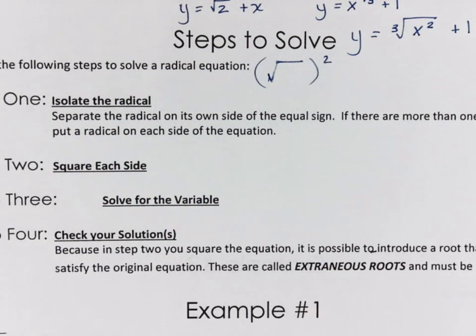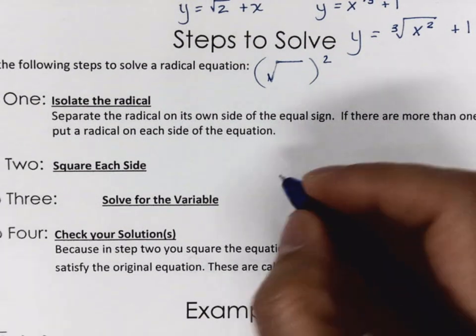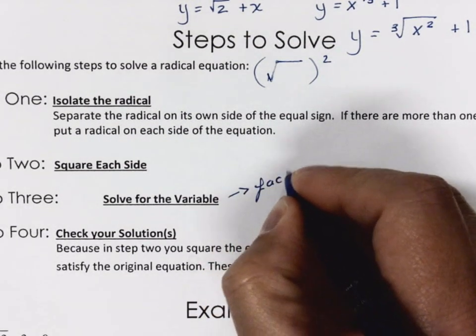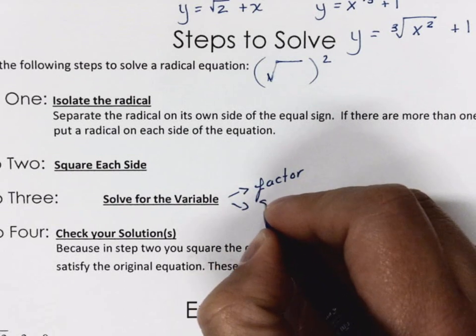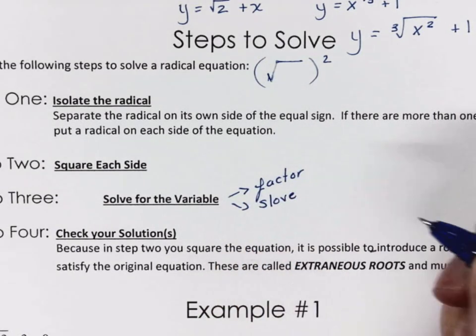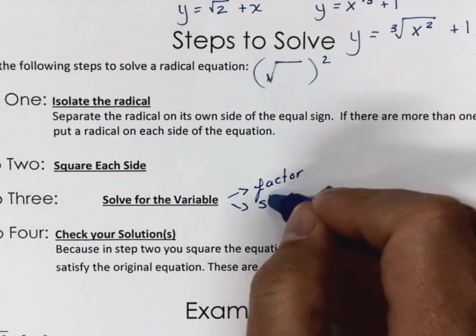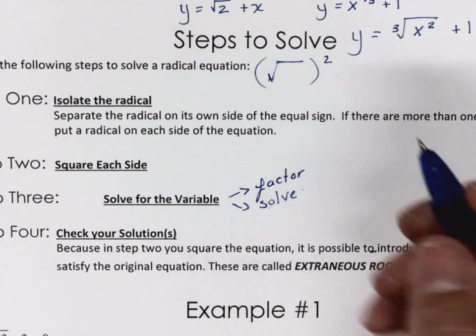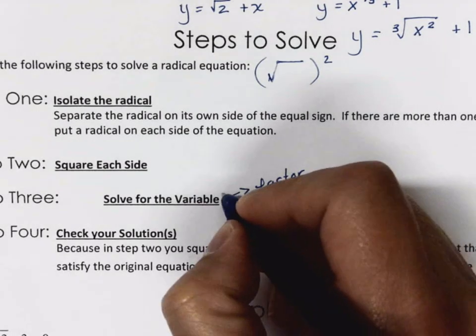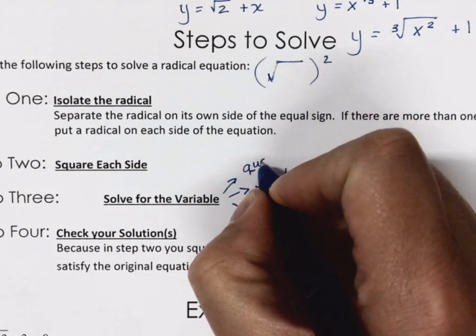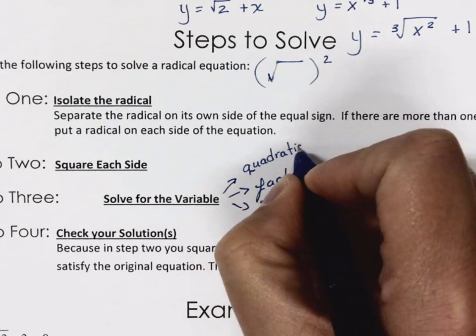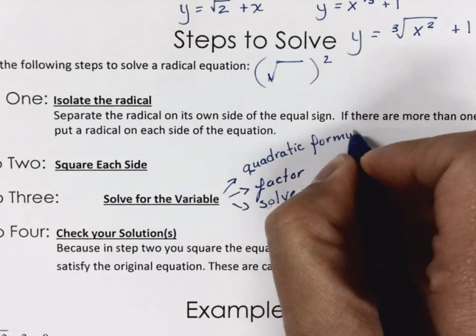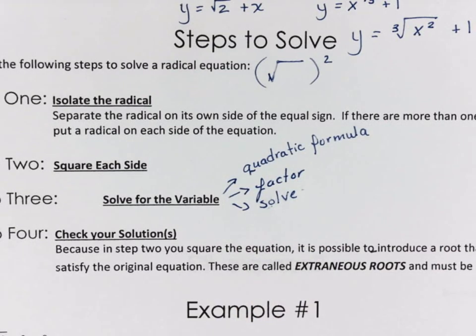You're going to solve for the variable. And when I say solve for the variable, maybe you're going to factor. Maybe you're just going to do some straight solving with algebra. That is not how you spell solve. I'm going to try that again. It's a good thing I have an erasable pen. You're going to be solving, or you might have to use your quadratic formula. Okay, so when I say solve for the variable, it's like, oh yeah, no big deal. But there's a lot of work that you have to do to get that.